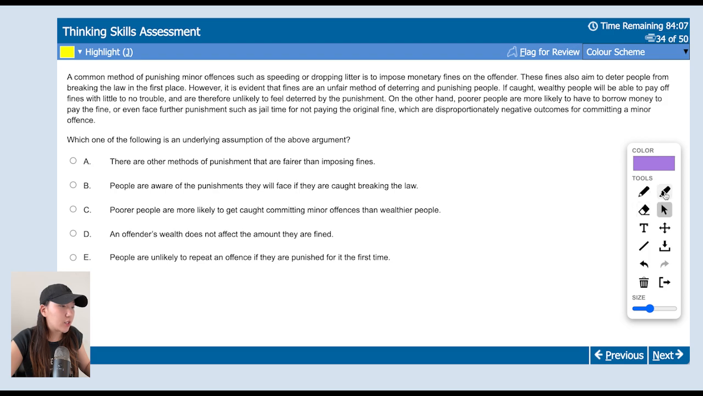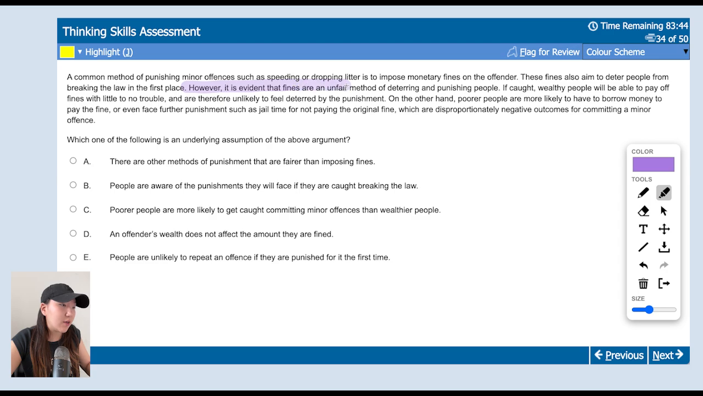Okay, an assumption question now. So identify the conclusion and the argument, and then what needs to be true in order for this argument to work. A common method of punishing minor offences such as speeding or dropping litter is to impose monetary fines. These fines aim to deter people from breaking the law. So it's a very simple cause and effect: something happens and then you get fined for it.